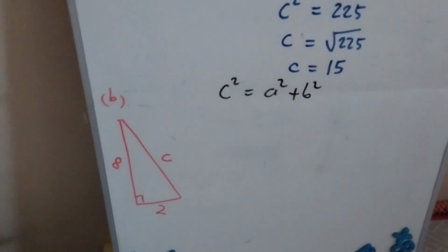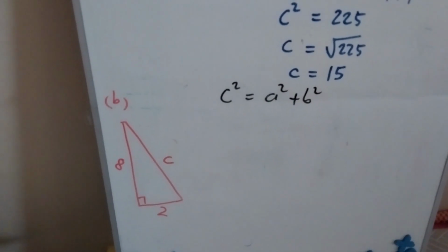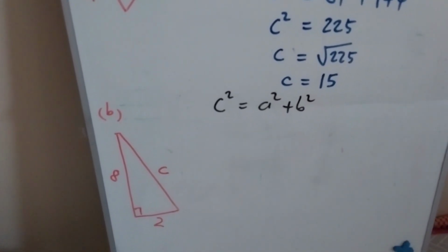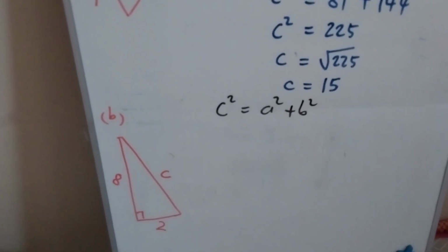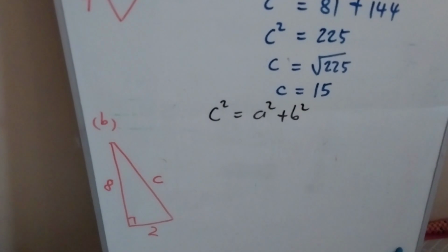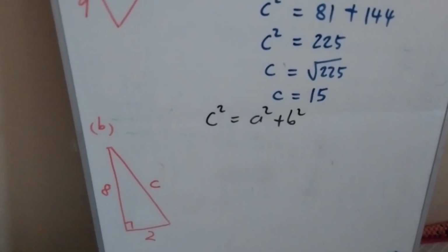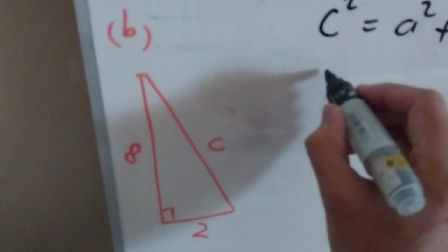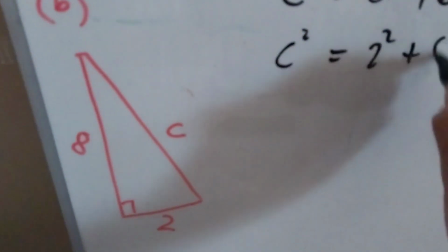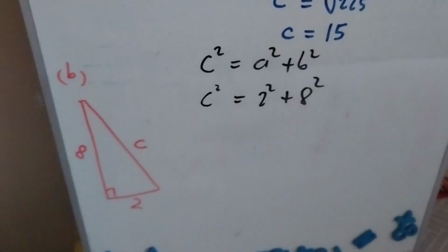I suggest you pause the video, solve it, find the answer, and then replay the video to cross-check whether you get the right answer or not. And then if you make mistakes, you'll learn that way. So A and B, let's say the smaller one is A, 2, and the bigger one is B, 8. So hypotenuse squared equals 2 squared plus 8 squared.